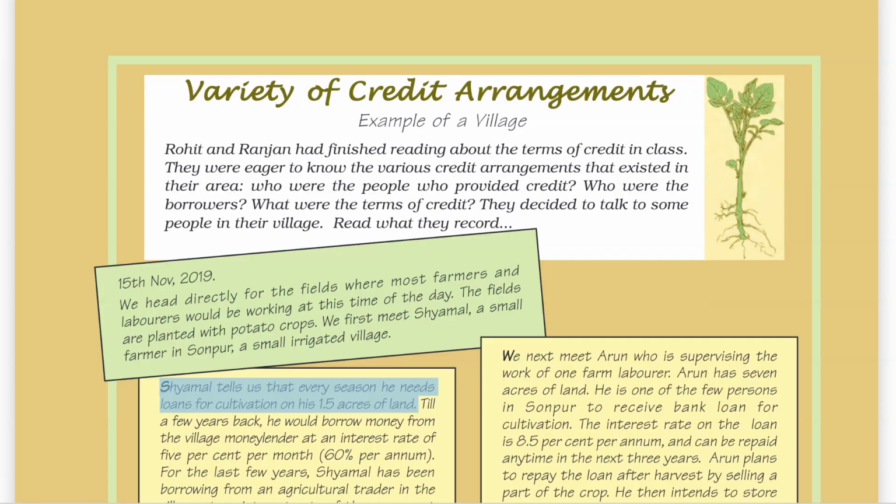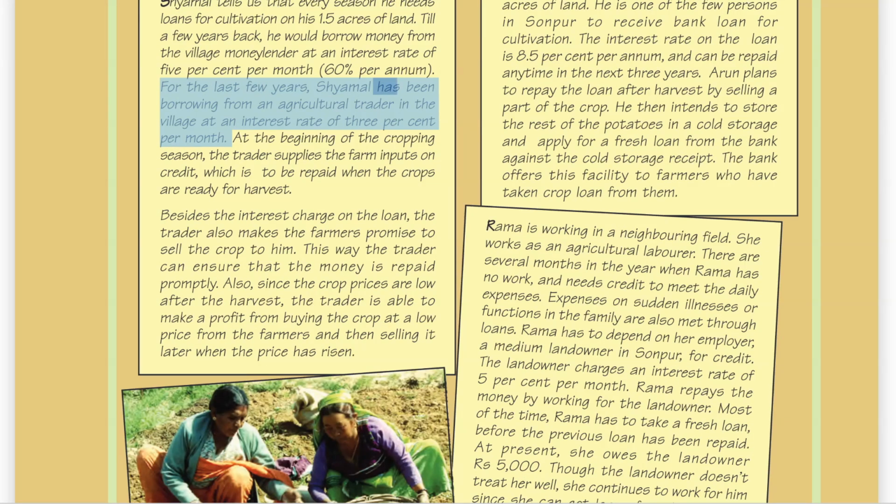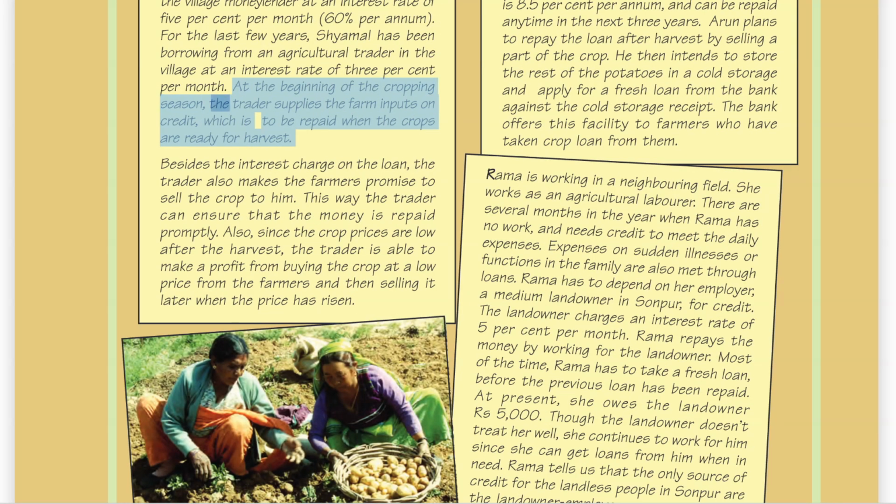Let's work these out. Shamal tells us that every season he needs loans for cultivation on his 1.5 acres of land. Till a few years back, he would borrow money from the village moneylender at an interest rate of 5% per month, 60% per annum. For the last few years, Shamal has been borrowing from an agricultural trader in the village at an interest rate of 3% per month. At the beginning of the cropping season, the trader supplies the farm inputs on credit, which is to be repaid when the crops are ready for harvest.